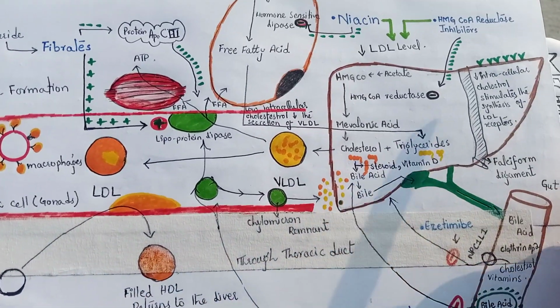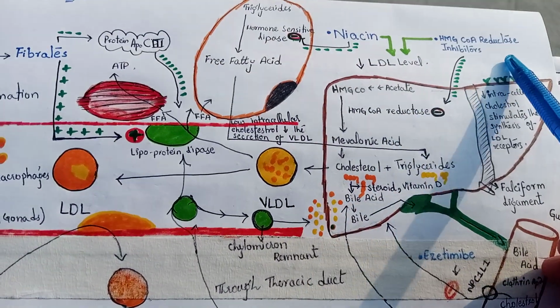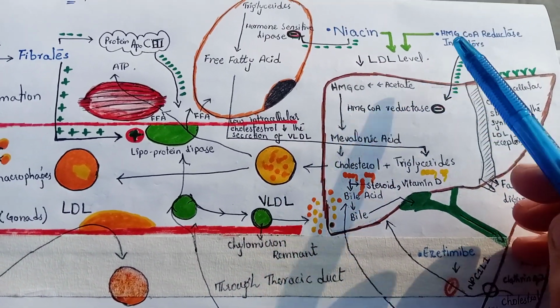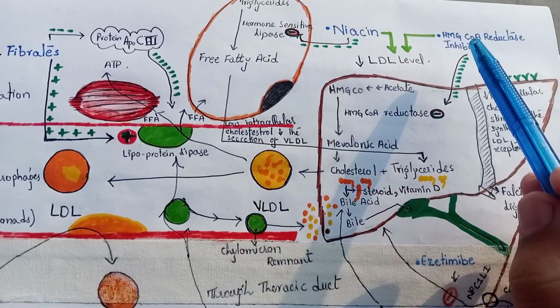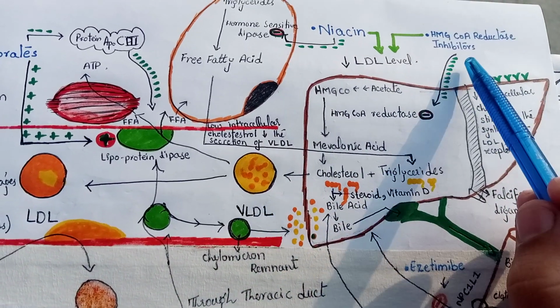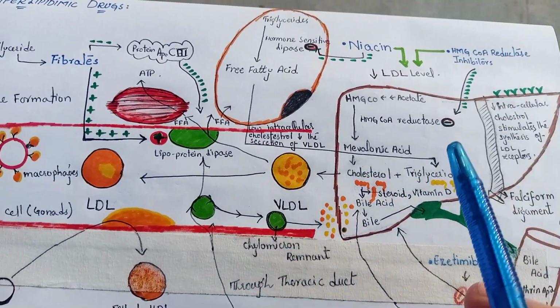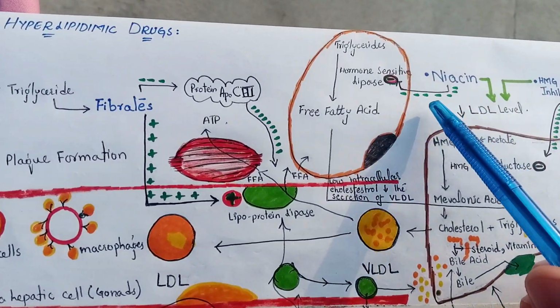So the main effect of this inhibitor is to decrease the LDL level by acting upon the enzyme HMG coenzyme A reductase, right? These drugs basically end with the word statin, like rosuvastatin. Okay, now the next one is niacin.